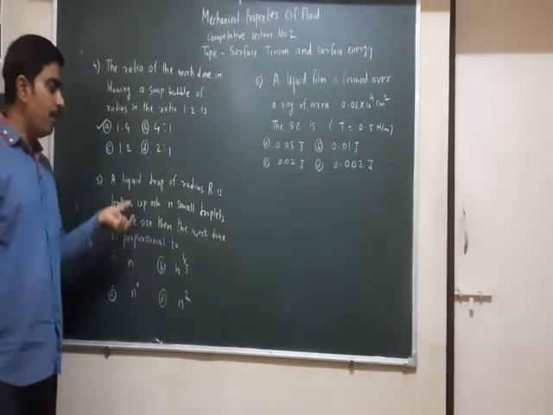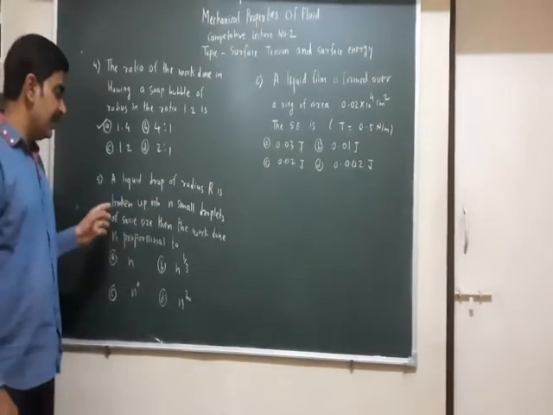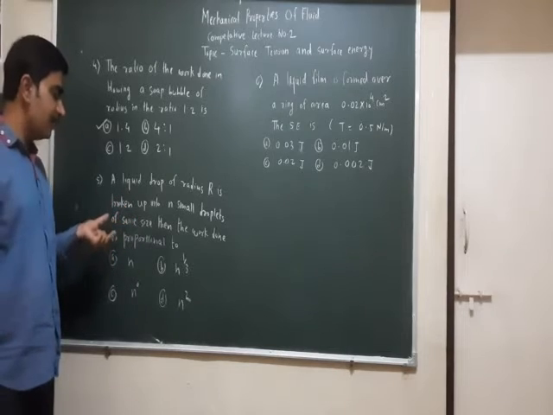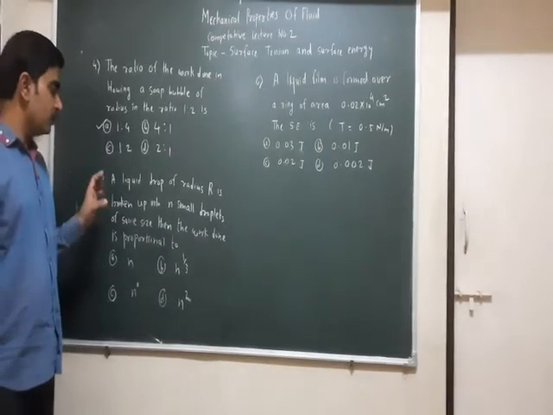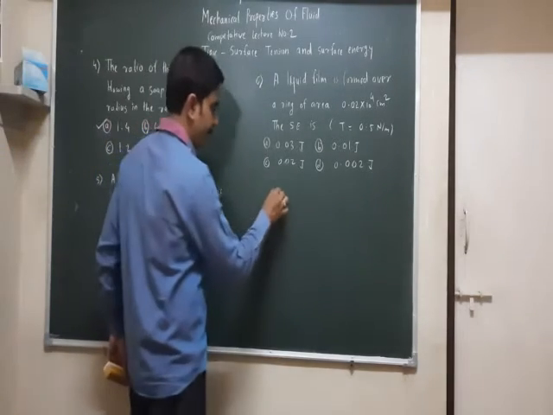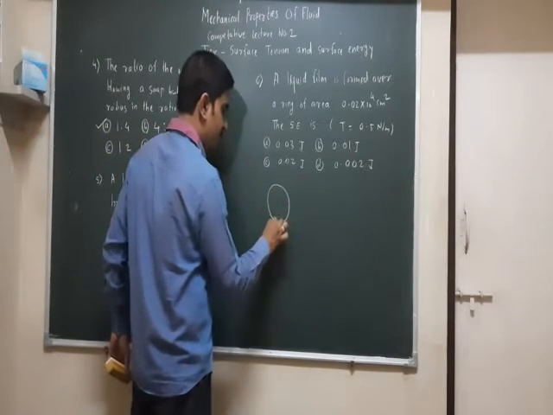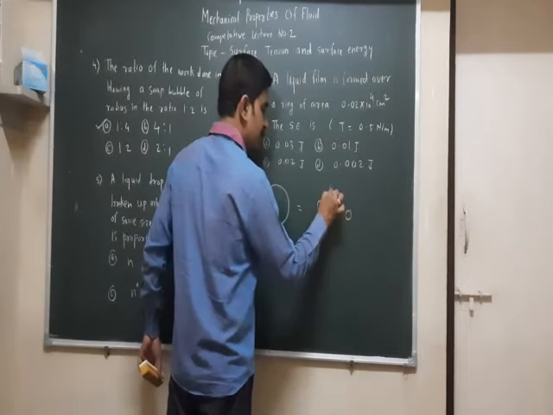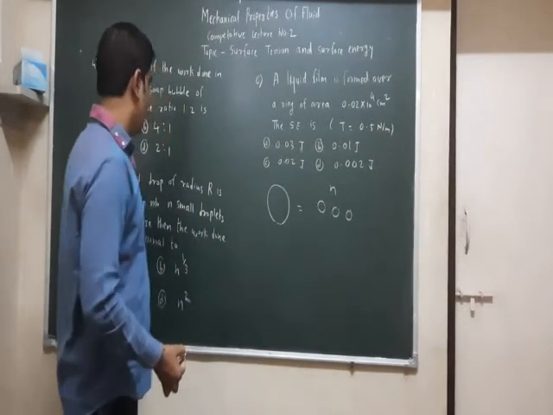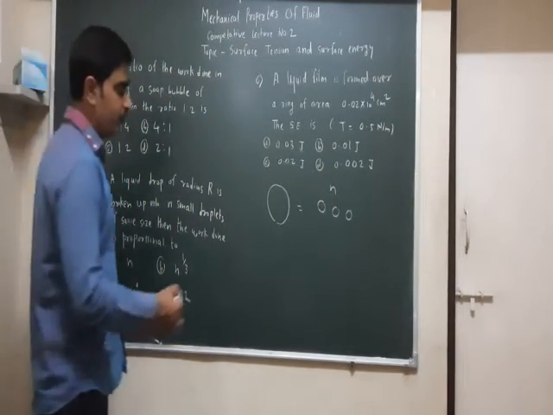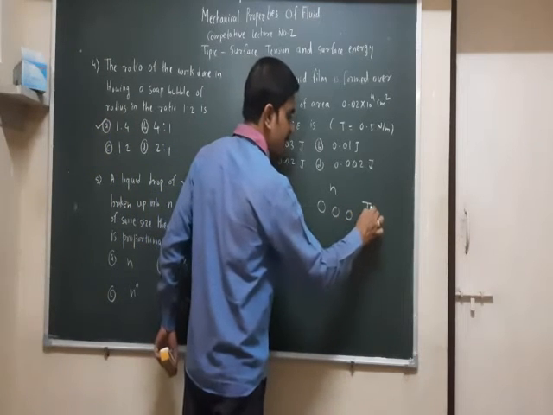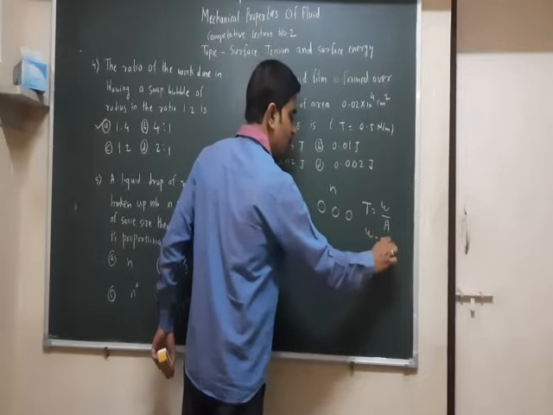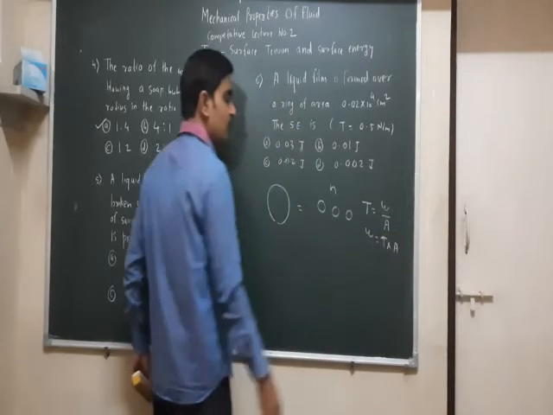A liquid drop of radius capital R is broken into n small droplets of the same size, and the work done is proportional to what? Now suppose one big drop is there, and it will be broken into a number of droplets. Suppose small n is the number of droplets. Now we have to calculate the work done. So again we have to move to the next basic formula. Surface tension is work done per area, W is equal to T into A. Work done is equal to surface tension into area.